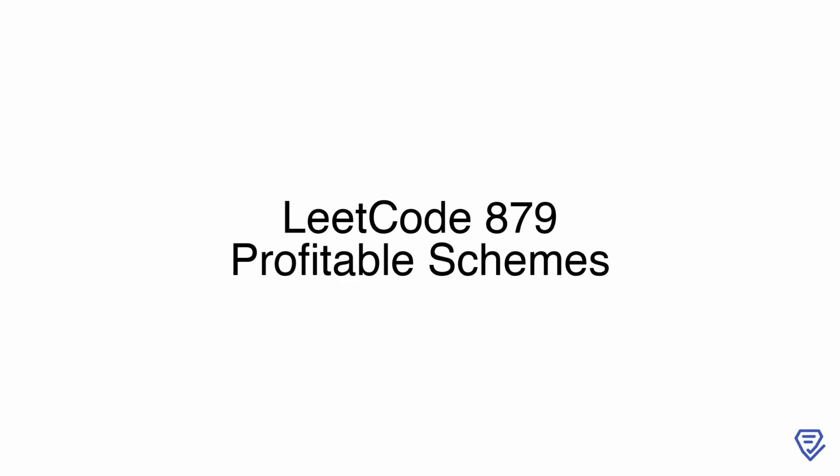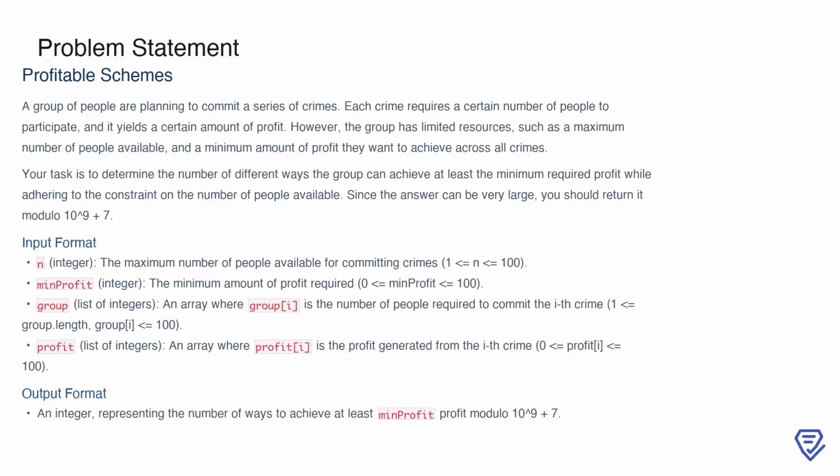Let's get started. The problem revolves around a group of people planning to commit crimes, where each crime has specific requirements for the number of participants and provides a certain profit. The group has two main constraints: the maximum number of people available for committing crimes and a minimum profit target they want to achieve overall. Your task is to determine how many different ways the group can accomplish at least the minimum required profit while ensuring they do not exceed the maximum number of people available.